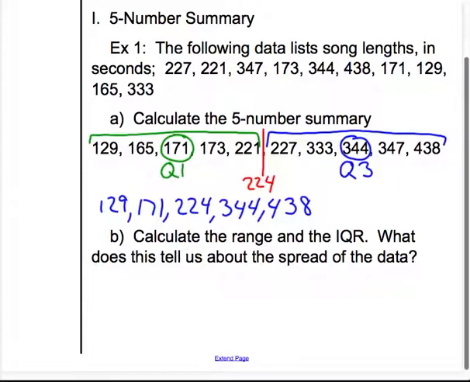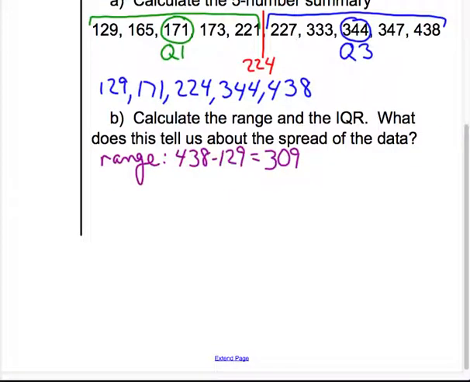All right, so the next example, we're going to calculate the range and the interquartile range and talk about what this means for the spread of the data. So our range would be the greatest data value minus the smallest data value. And we have a range of 309. So what that means is the song lengths vary by 309 seconds, or almost 5 minutes.